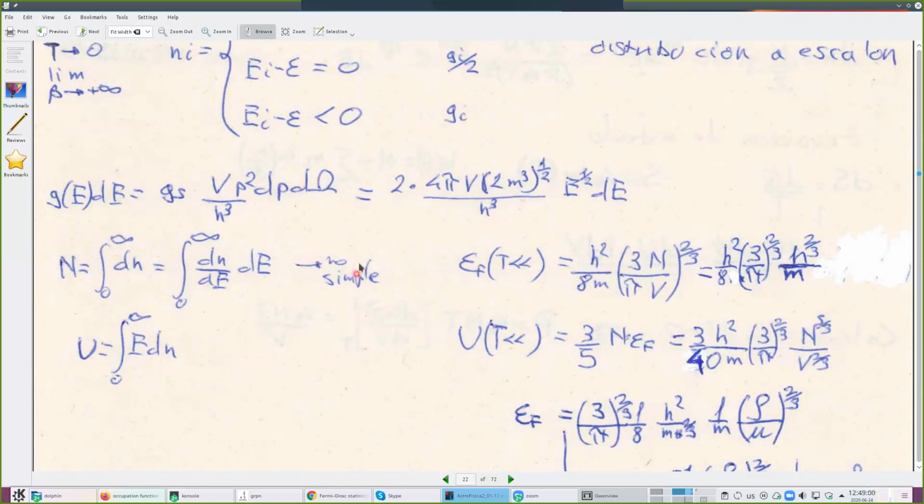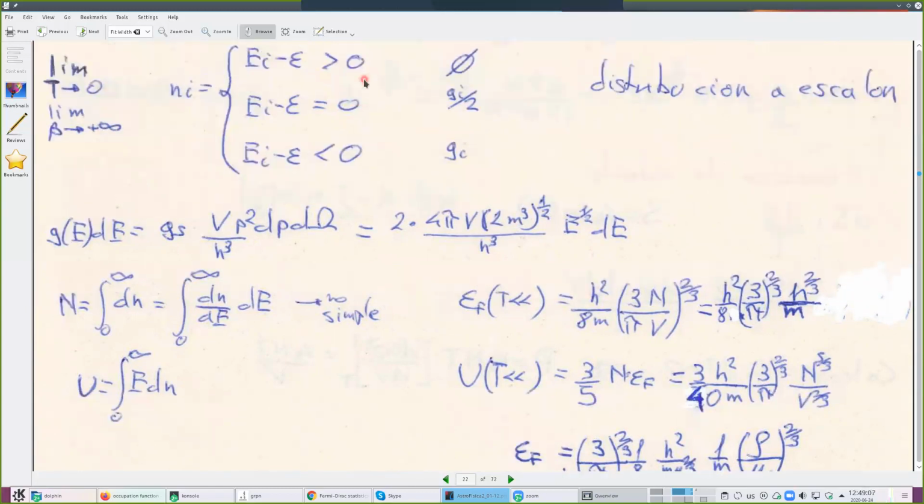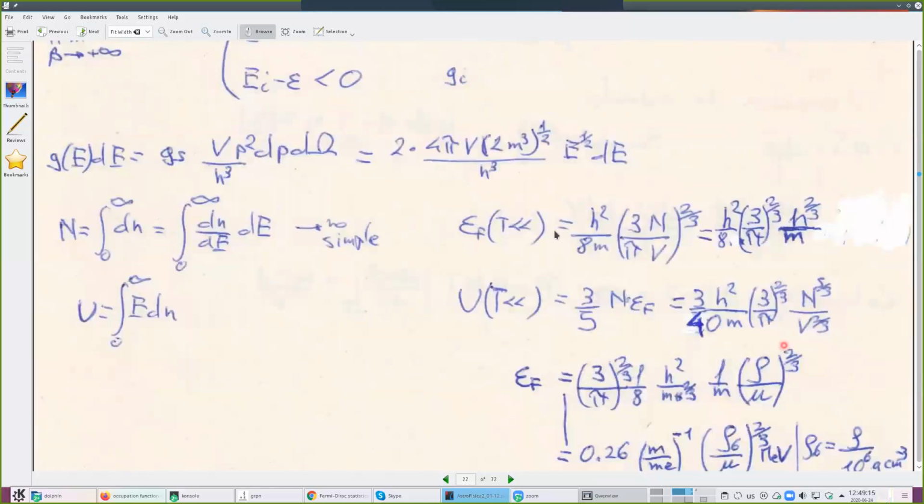The formula is not complicated and simple to calculate, but if you use this approximation, it's easier and you can obtain the result in this way. Here you can see that the Fermi energy is dependent on the numerical density of the particles and the mass of the particle.